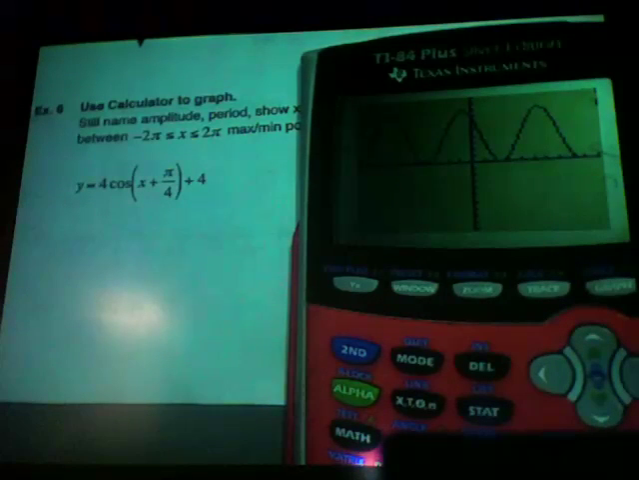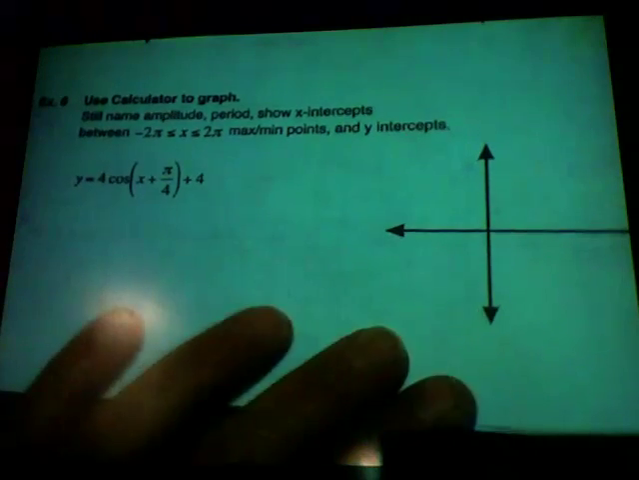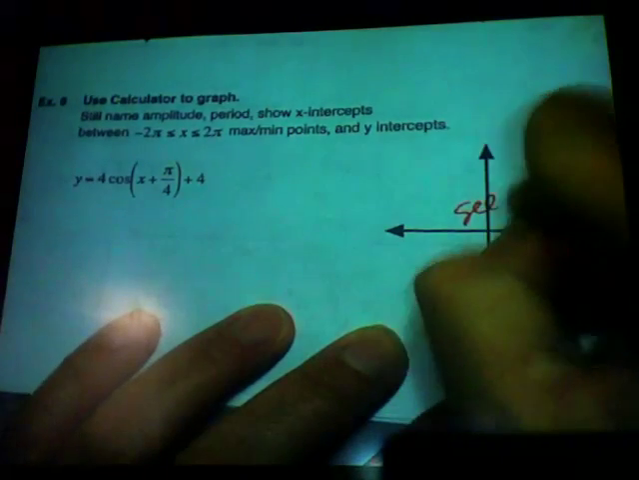Now, this is going to show more than one period. Look at what it's asking you to show. You need to write here just see example 5 above.